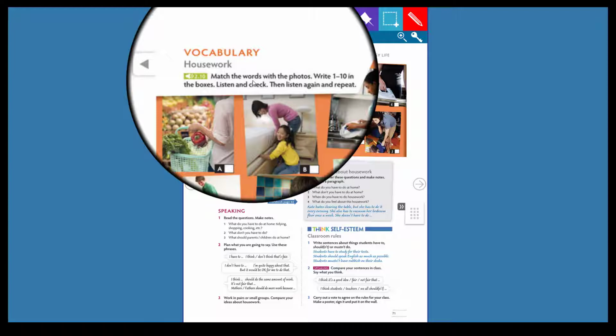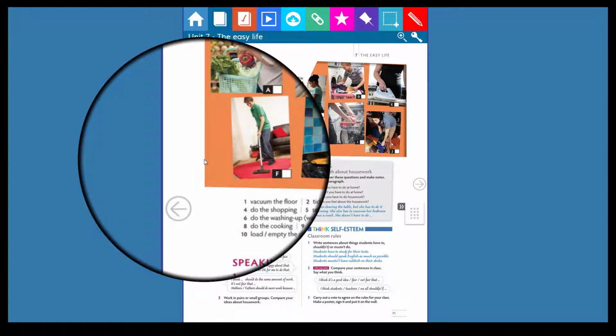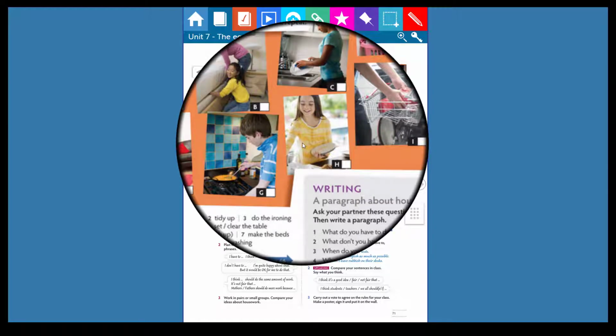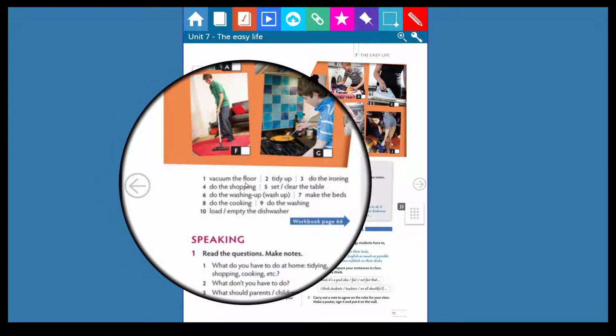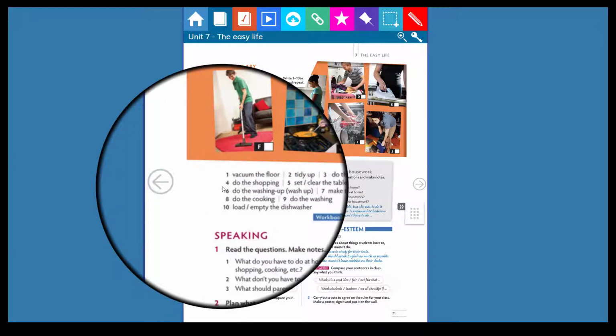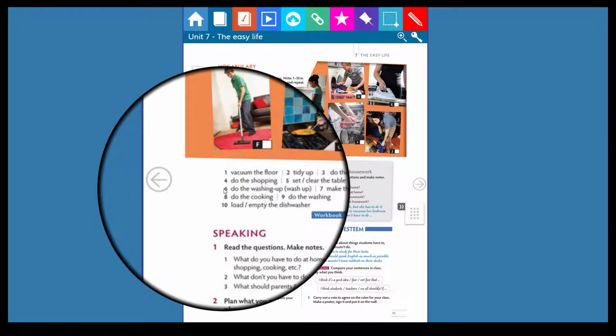Okay? So, here we have different pictures of people doing different things, and the idea is that you match these actions with the pictures. Okay? Let's read the actions first. Number 1, vacuum the floor. Number 2, tidy up. Number 3, do the ironing. Number 4, do the shopping. Number 5, set or clear the table. Number 6, do the washing up or wash up.